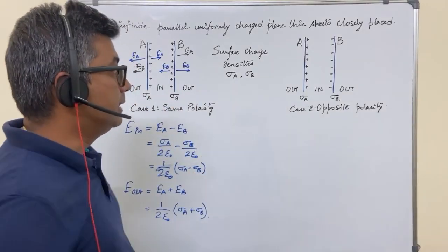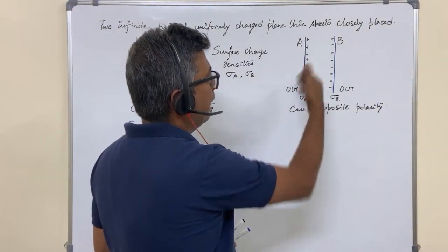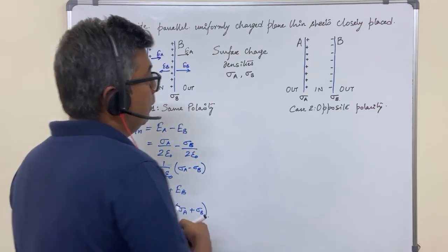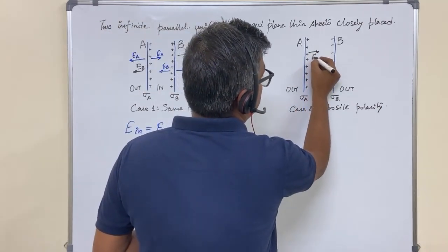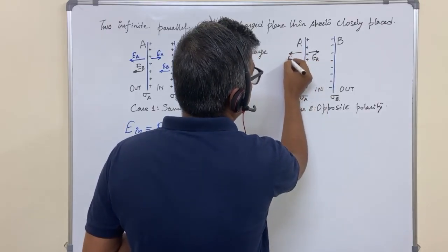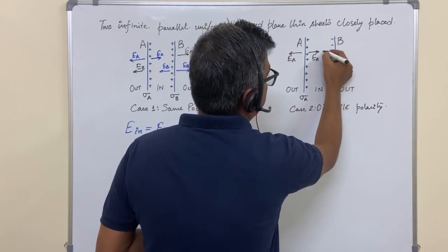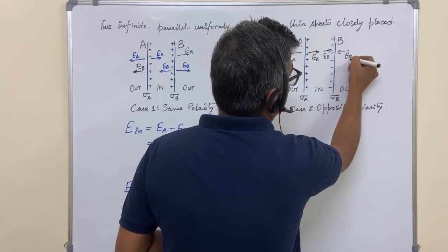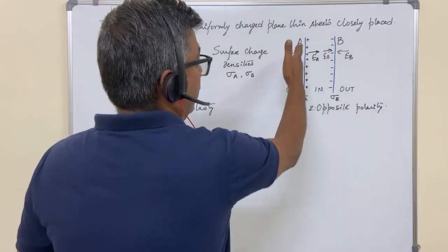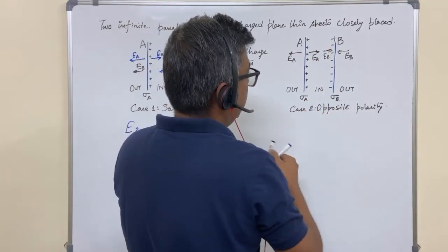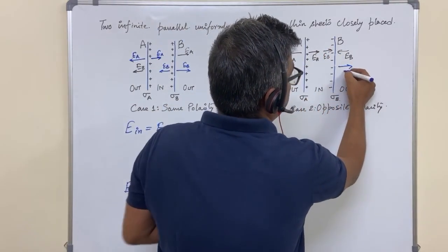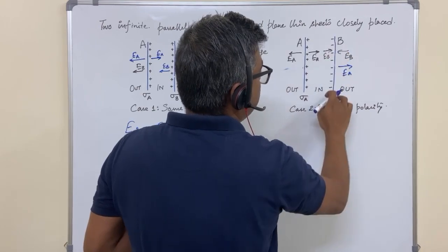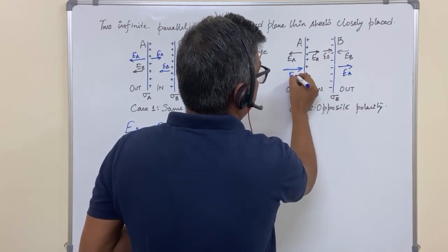Now coming to the second scenario, when we have opposite polarity. In this case, we have EA, similar to what we had earlier. For EB, the direction is now opposite, towards the plate. From A, what happens after B is the continuation of this EA, which is like this. And again, because this is a negative charge, this becomes EB.